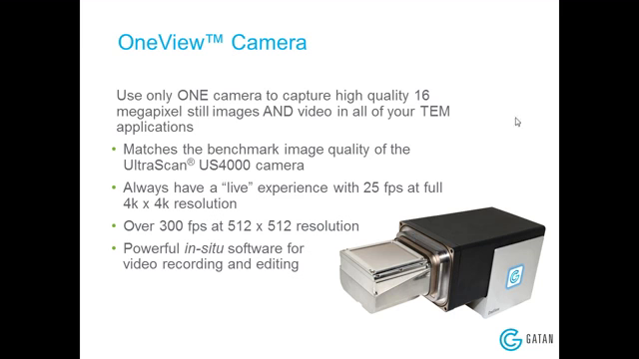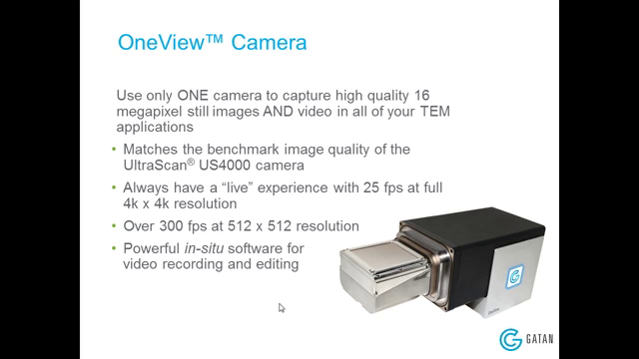So the last slide is on our new camera. It's the OneView. This new camera is a 16 megapixel camera that is capable of acquiring images and also video, so you could do in situ analysis for all the TEM applications. As far as the performance of this new camera, it will match the US4000, but we're going to have much higher speed. At 4K by 4K full resolution, we get 25 frames per second. If you bin to 512 by 512 resolution, you get over 300 frames per second. This is pretty good if you want to do in situ measurements. And this camera will come with powerful in situ software for video recording and editing.